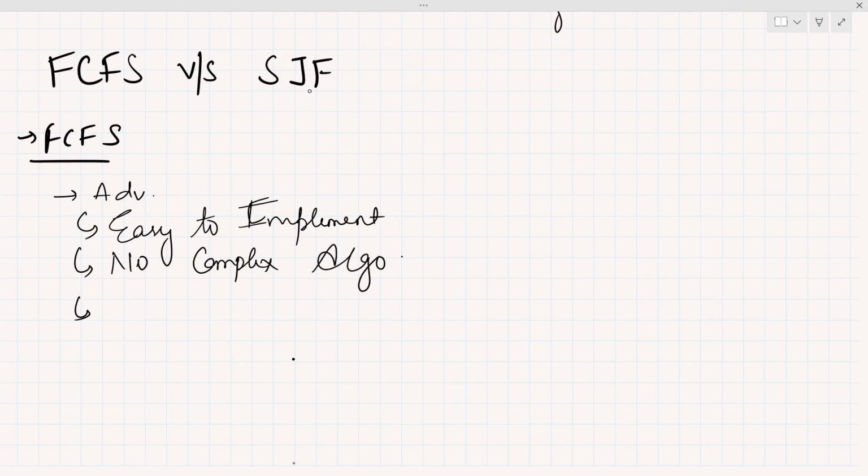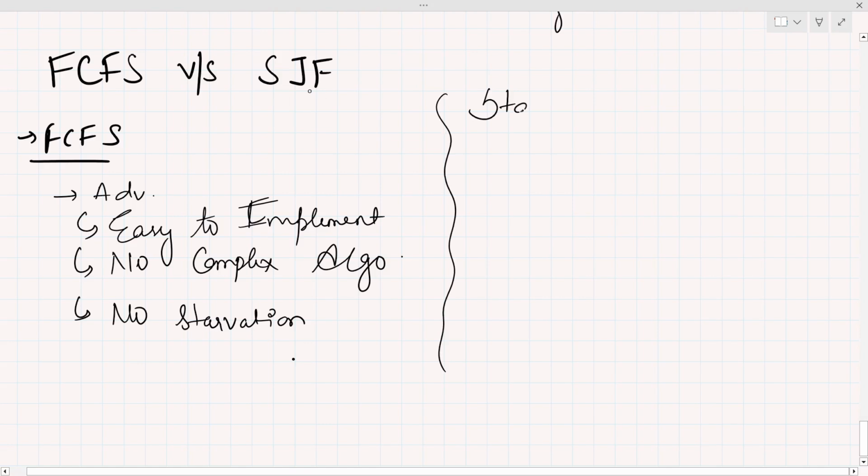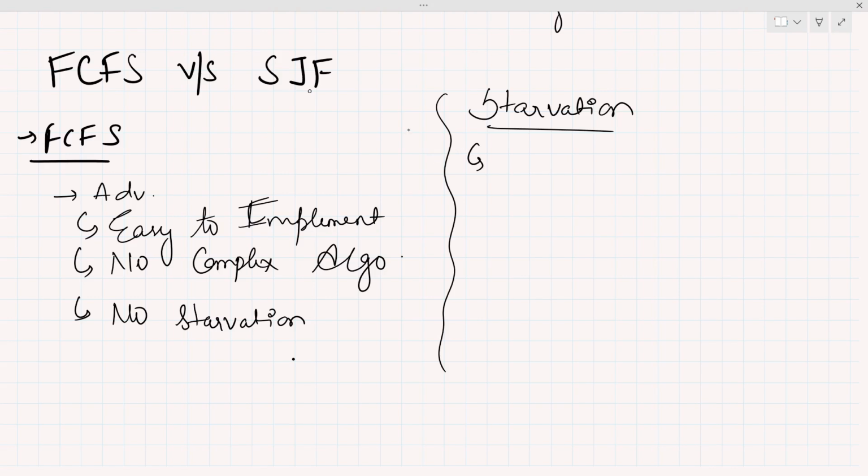And what is its other advantage? No starvation is possible. Now, what is the meaning of starvation? First of all, we have to understand this. Starvation is basically when your process is waiting for the CPU for an infinite amount of time, then we say that this process goes into starvation. That process gets the CPU after an undefined amount of time. It gets the CPU, but after a very long time.